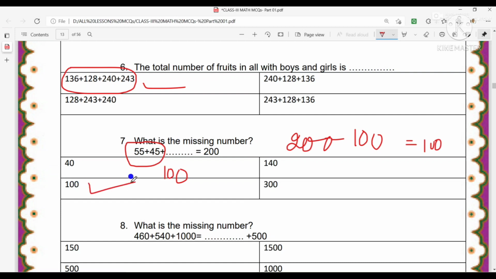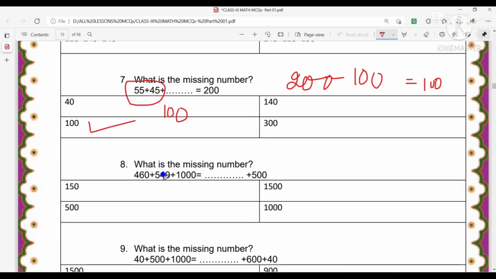Next, what is the missing number? 460 plus 540 plus 1000 equal to dash plus 500. 460 plus 540: 400 plus 500 is 900, and 60 plus 40 is 100, so 1000. 1000 plus 1000, total 2000.